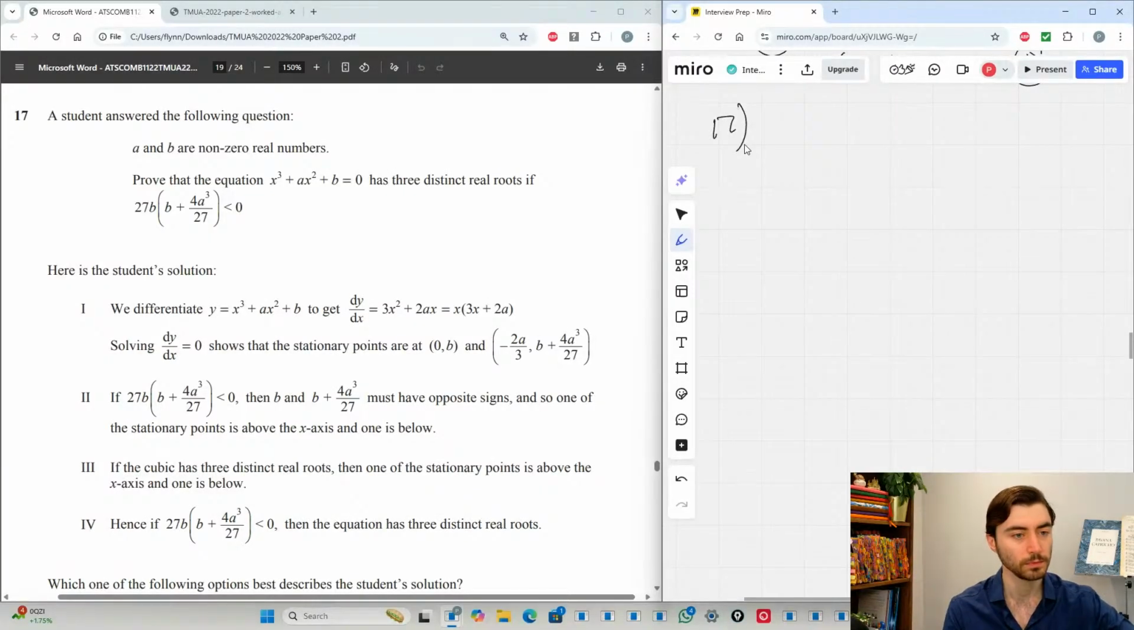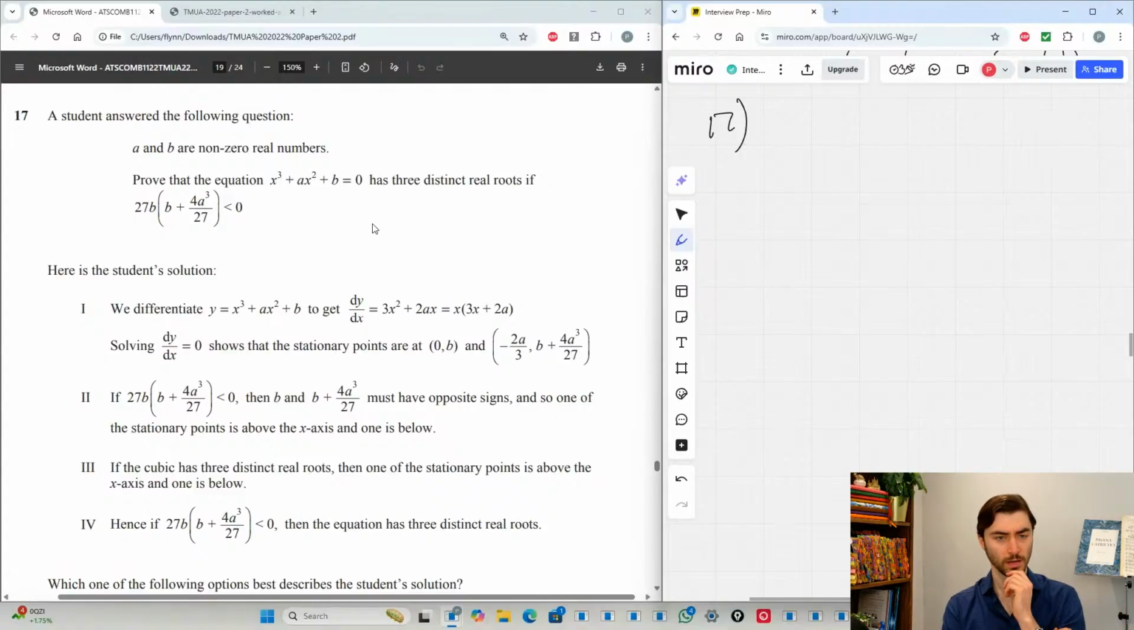A and B are non-zero real numbers. Okay, student solution. So we prove that this solution has 3 distinct real roots. So we know a cubic has 3 distinct real roots if the maximum point is above the x-axis and the minimum point is below the x-axis. So that's why they're differentiating. So you differentiate and they factor out an x. That is true. Solving for where the gradient is 0, we get x equals 0, y equals b. Good. And x equals minus 2a/3, and then you plug that in.